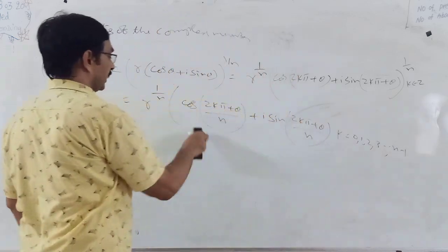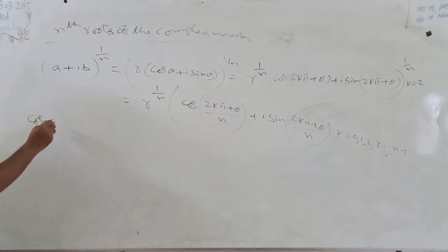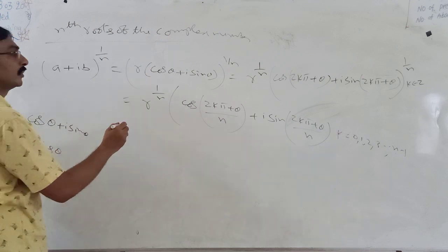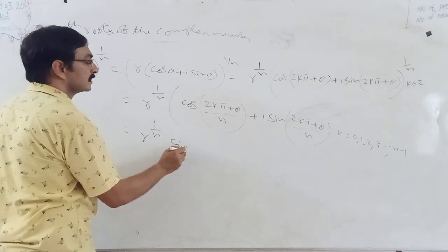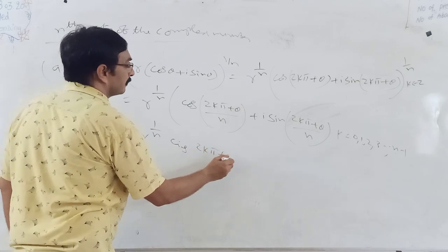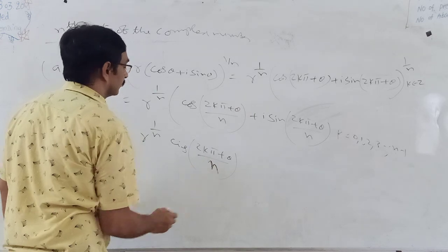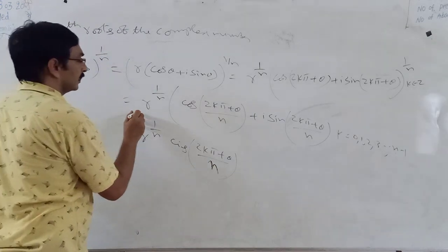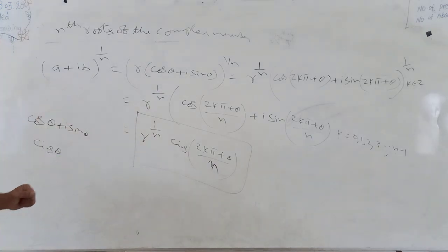And this is denoted by cis theta. Last week we had discussed it. In this topic, cos theta plus i sin theta is denoted by cis theta. Therefore, this is equal to r power 1 by n into cis of (2k pi plus theta) by n. So this is the formula for nth roots of the complex number a plus ib.